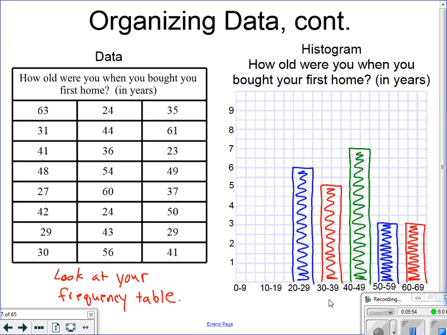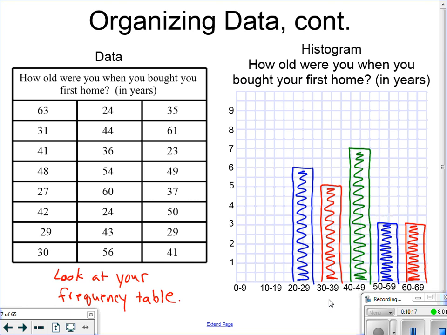So here's a look at what your histogram should look like. A histogram is basically just a visual representation of your frequency table. So you really can answer probably the same amount of questions from a histogram as you could from a frequency table. It just gives you a visual.